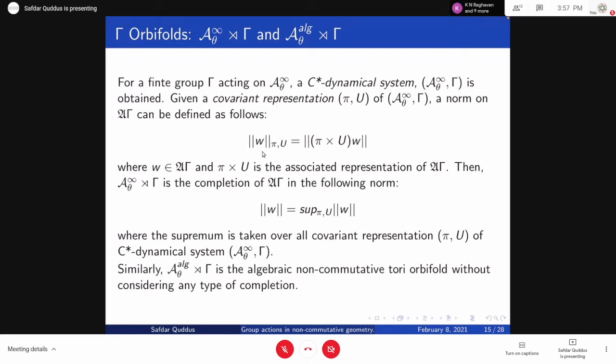But in the case when we are looking at the algebraic non-commutative torus cross product with a group action, that's just the group algebra with the general norm, right? So there's nothing to talk about regarding the completion. So this is how it is, and that shares the property that this cross product algebra basically captures the fixed points, and it's right to say that this is indeed understanding the orbifold structure on the algebra.